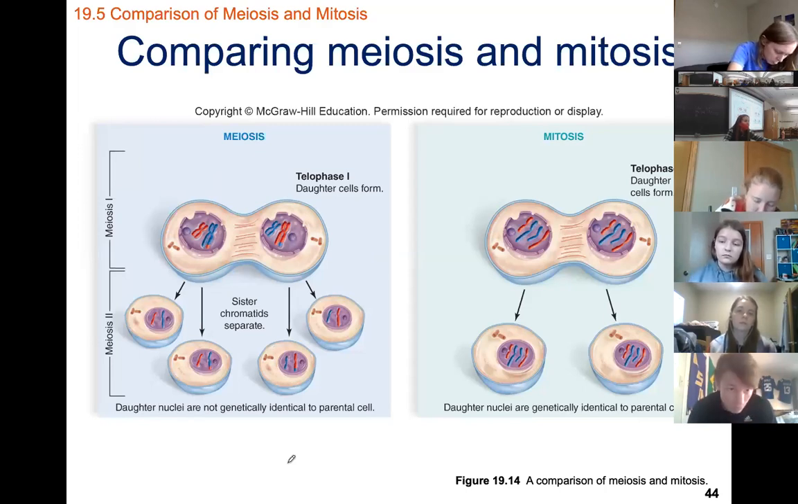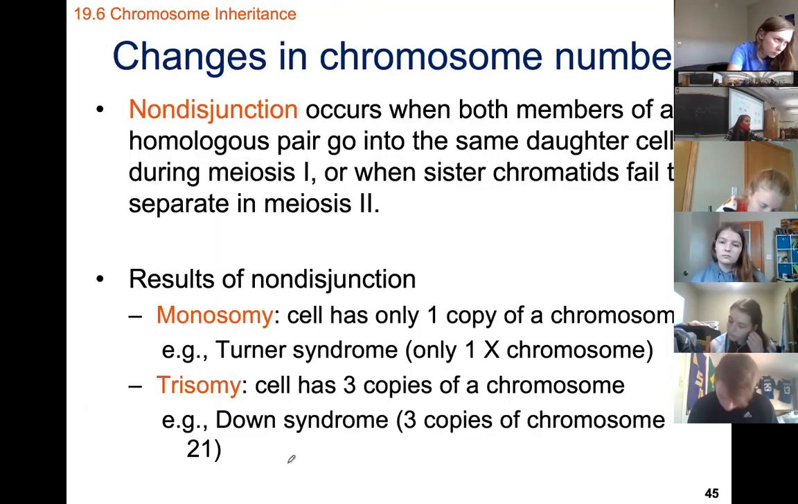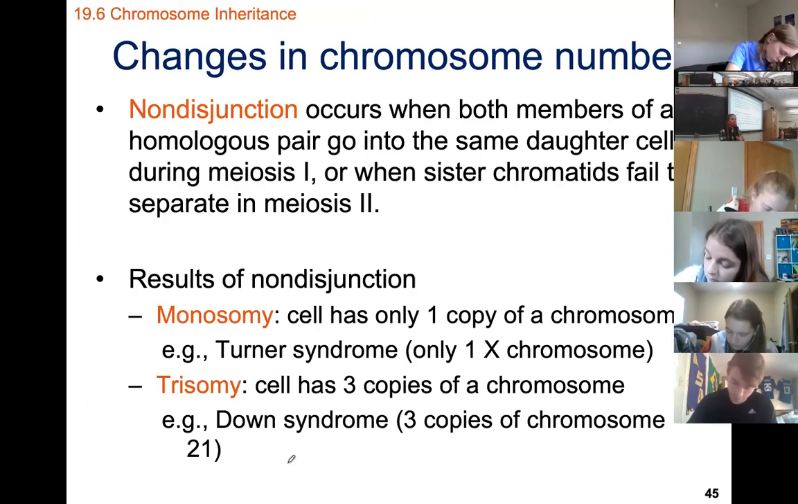mistake, and there's nothing that anybody can do to prevent it. It just is a fluke thing. And these are when there's some changes in the chromosome number. And maybe the most common is Down syndrome, right? When somebody has an extra chromosome.